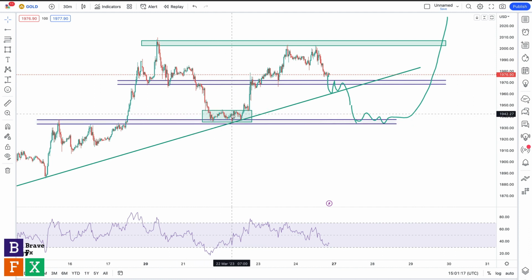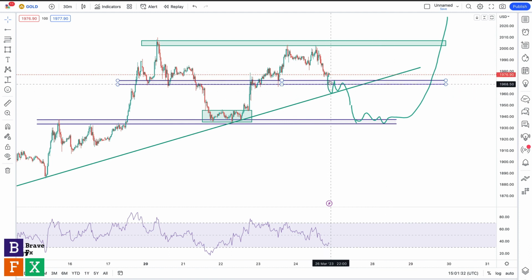So if something like this happens here, then that will be my scenario to go long, aiming for this resistance level, or at least aiming for this target, and my stop loss is just going to be below the area of value. So this is going to give us a very tight risk to reward ratio. So this is how I'm going to play gold.